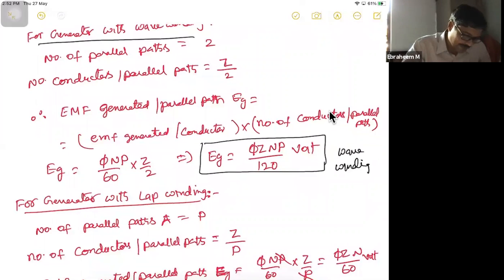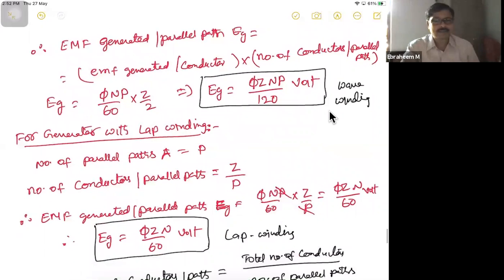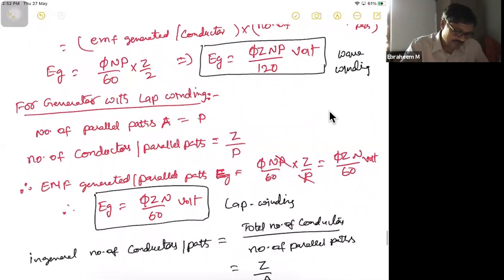For a generator with lap winding, the number of parallel paths is equal to the number of poles. That is why the number of conductors per parallel path is Z divided by P. So phi N P by 60 into Z by P equals phi Z N by 60 volts.